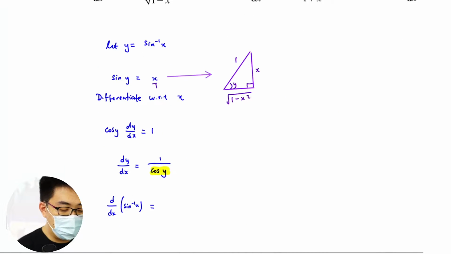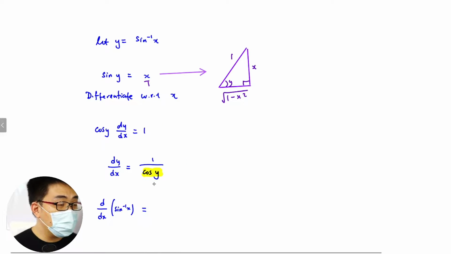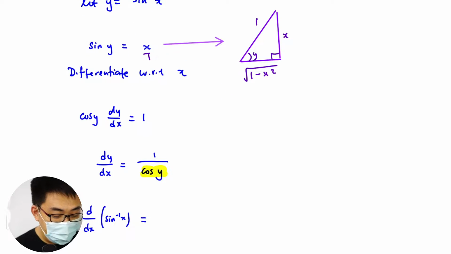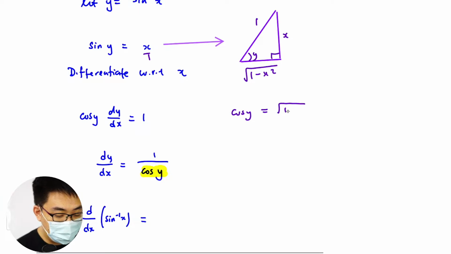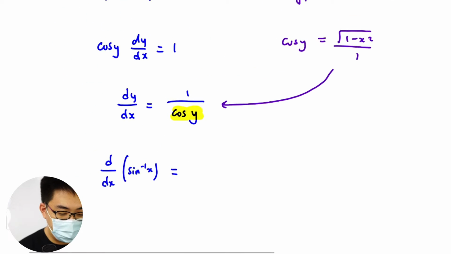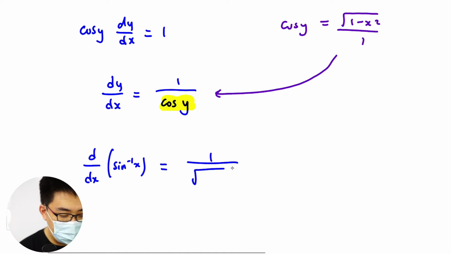Okay, so remember, if you want to change any kind of trigo ratio to algebraic, you need the right angle triangle. The right angle triangle is how you convert between algebra and trigo ratio and vice versa. So in this case, from this triangle, we know that cosine y is equal to the square root of 1 minus x squared over 1. So we're just going to replace this in. So what we'll get is 1 over the square root of 1 minus x squared. Is that alright?